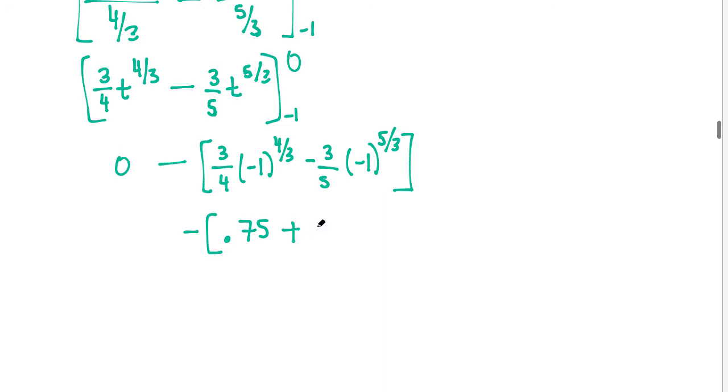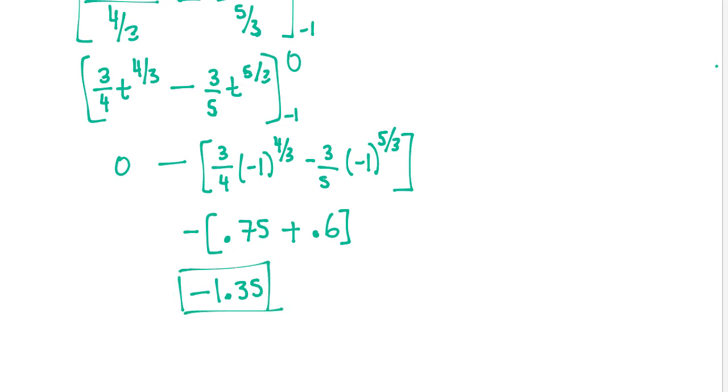And so 3/5 I'm going to write as a decimal. 3/5 as a decimal is 0.6, so we will be plus 0.6. And so we take the negative of this whole thing. So 0.75 plus 0.6 is negative 1.35.